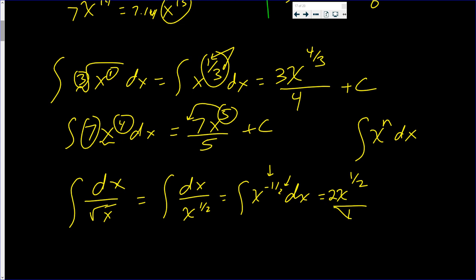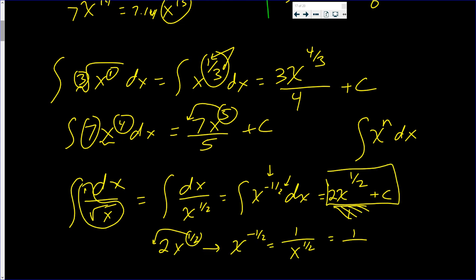But let's check it. If you take the derivative, you bring down the power, half times 2 is 1, times x, you make the new power 1 less. If I put the x in the bottom, it's plus a half, and yeah, x to the half is square root of x, 1 over square root of x. And the derivative of c is 0. So let us do this problem.